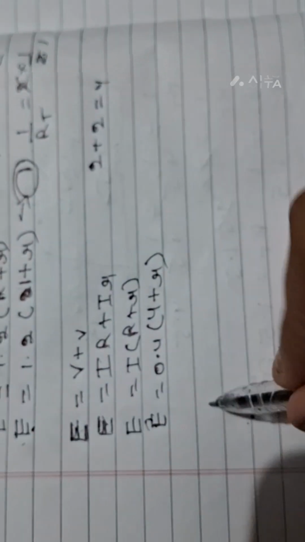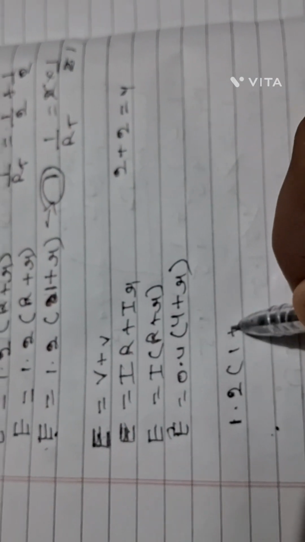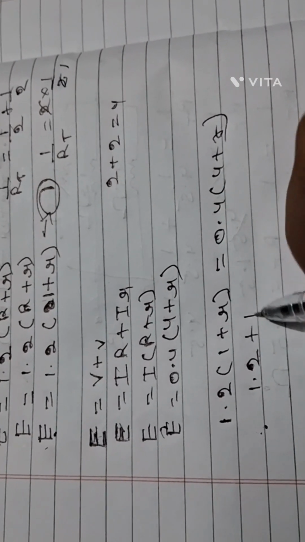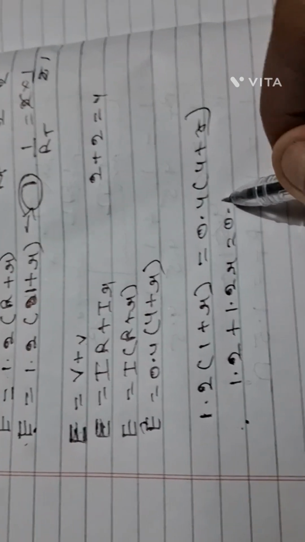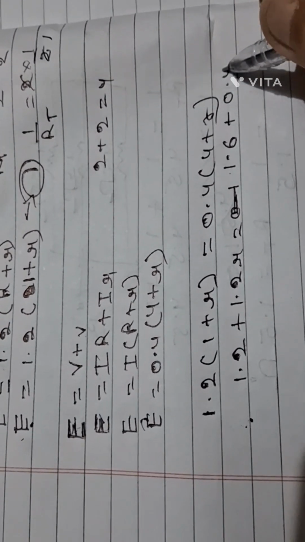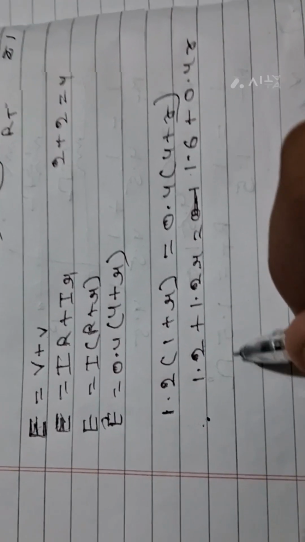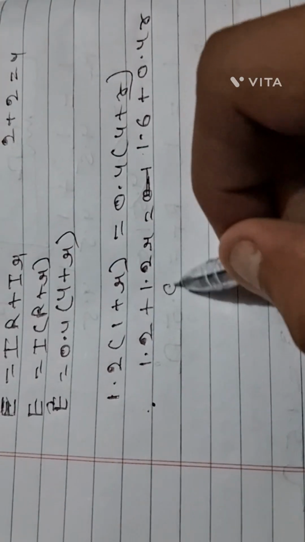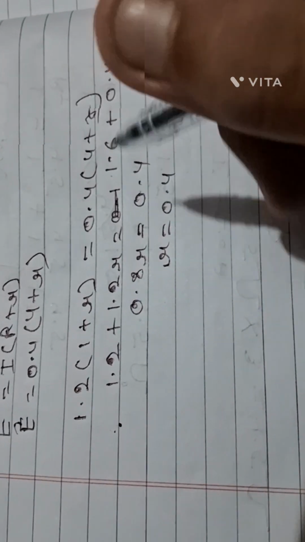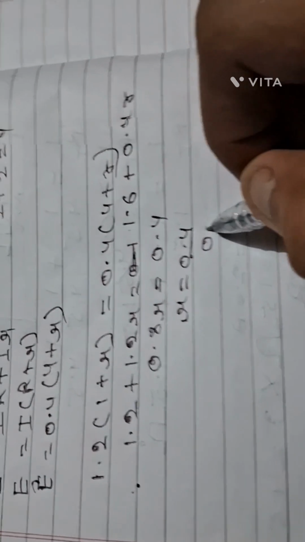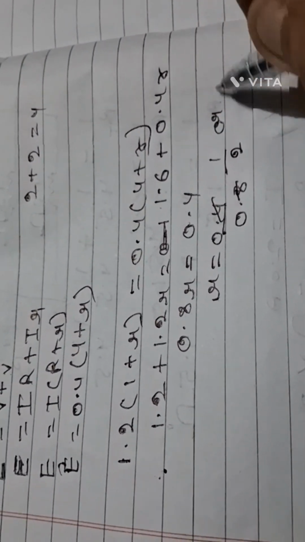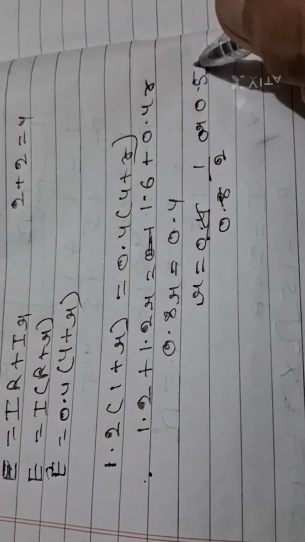Now since both are equal to E, we can simply equate them. 1.2 times 1 plus r, that is 1.2 plus 1.2 r, is equal to 0.4 times 4 plus r, that is 1.6 plus 0.4 r. Now we substitute: 0.8 r is equal to 0.4. r is equal to 0.4 by 0.8, so we get 1 by 2, or 0.5 ohm.